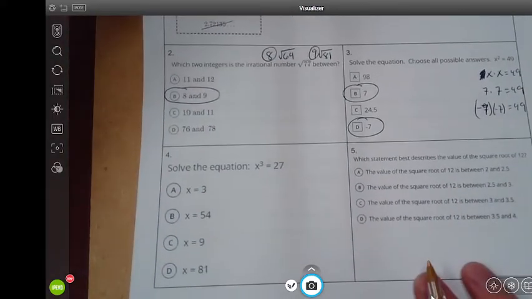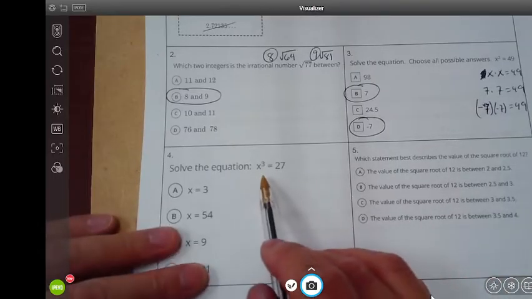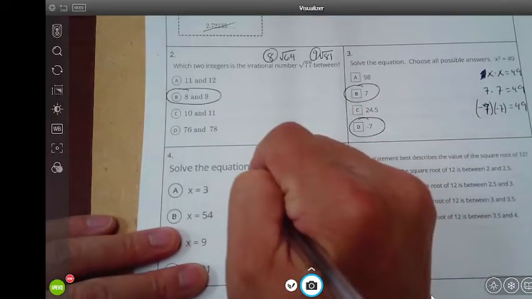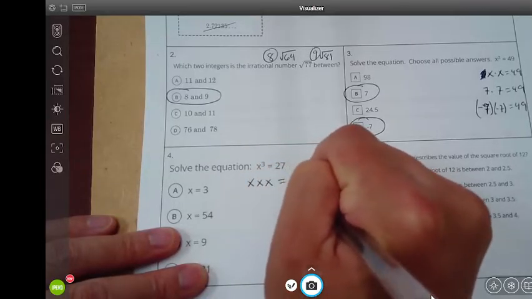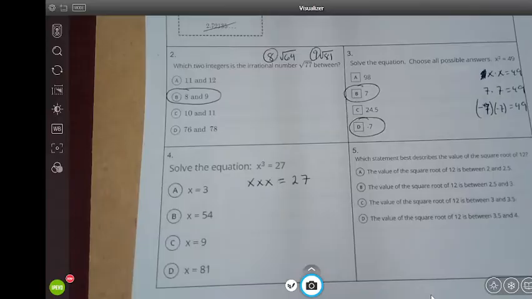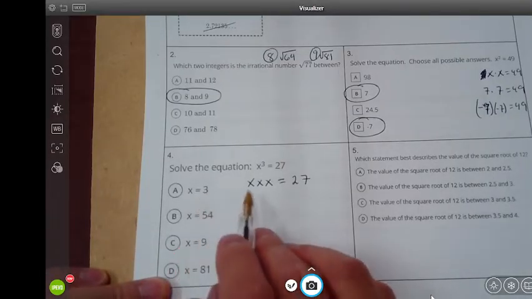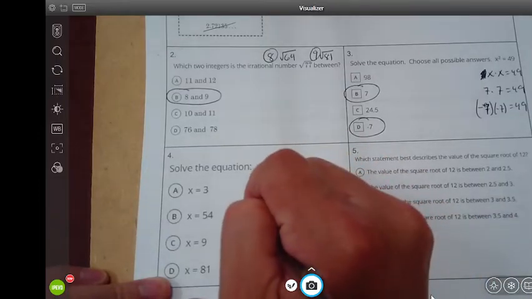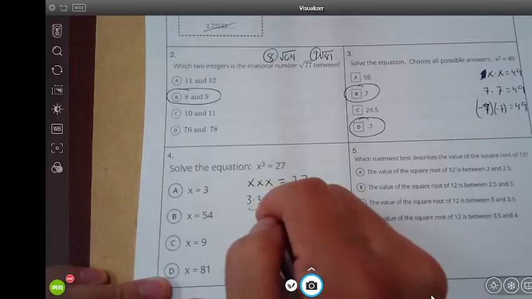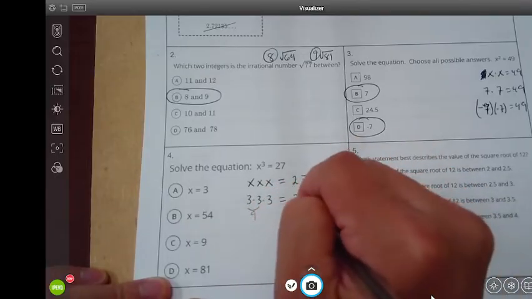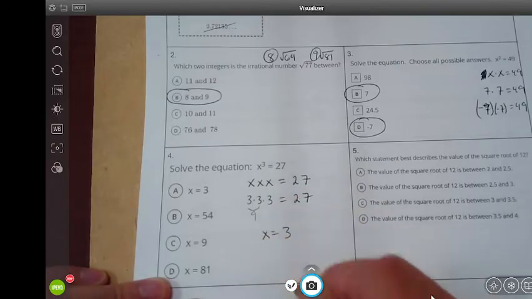Number 4, similar to number 3, the only thing is it's x cubed. Okay, so we have x cubed. That means x times x times x gives us 27. Something multiplied by itself 3 times gives us 27. So let's try this first option here. What if we put a 3 in for the x? 3 times 3 times 3. 3 times 3 is 9. 9 times another 3 gives me 27. So that x has to be 3. Okay.